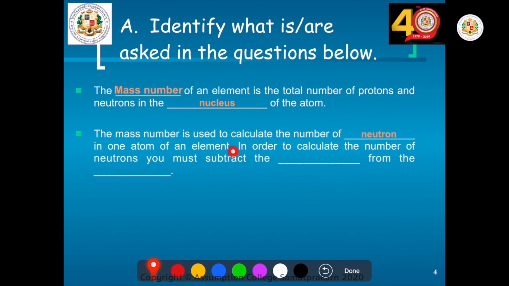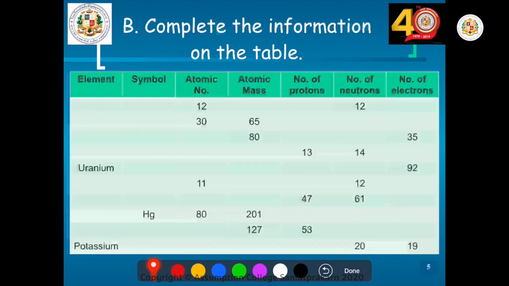In one atom of an element, in order to calculate the number of neutrons, you must subtract the atomic number from the mass number. Very good. By the way, if your answer is atomic mass instead of mass number, it's correct. It's still the same. So now, we have to complete the information on the table.